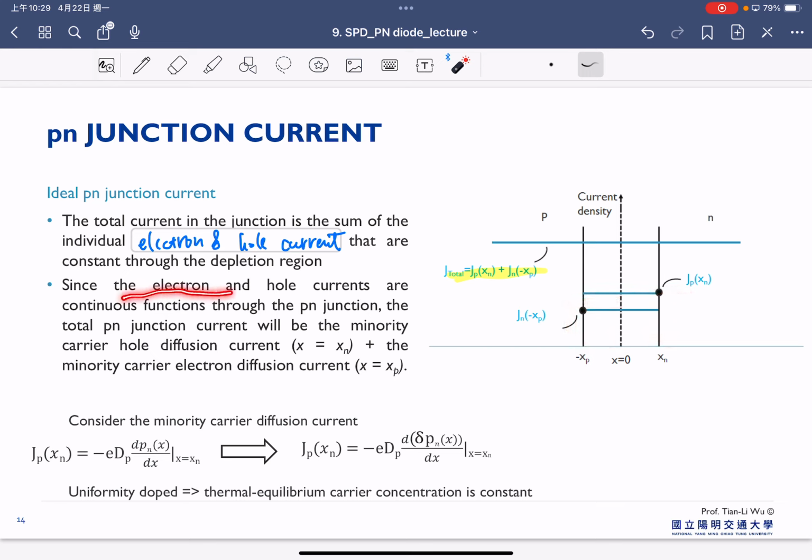Since the electron and hole current are continuous functions through the PN junction, the total current will be the minority carrier hole diffusion current plus the minority carrier electron diffusion current here. This one.